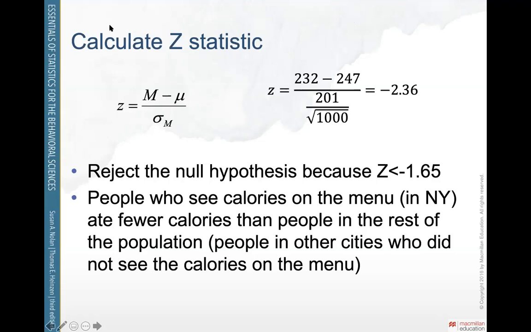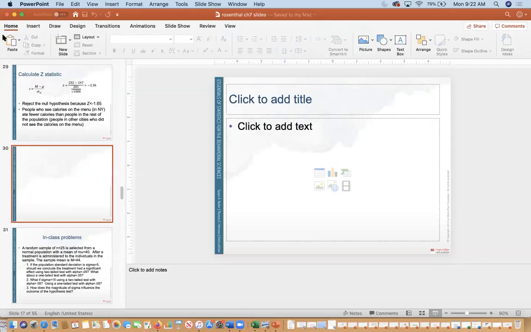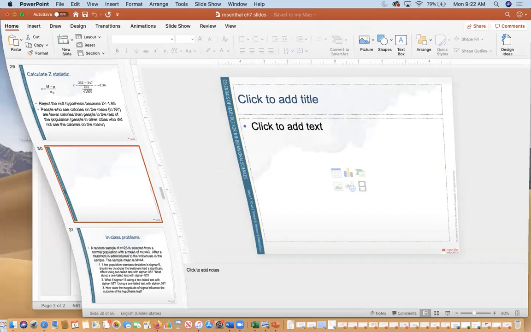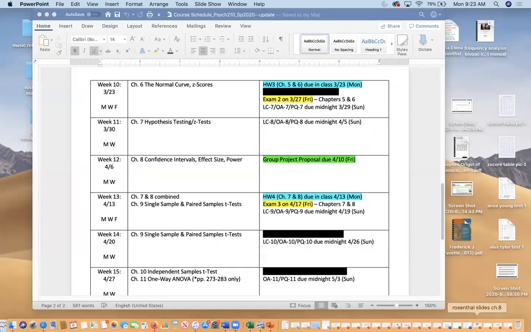All right, then let's move to chapter 8. And I do want to remind you, all these slides are available on Blackboard right now. They're Rosenthal chapter 7 slides, Rosenthal chapter 8 slides. Now we will get chapter 8 slides up. There they are.